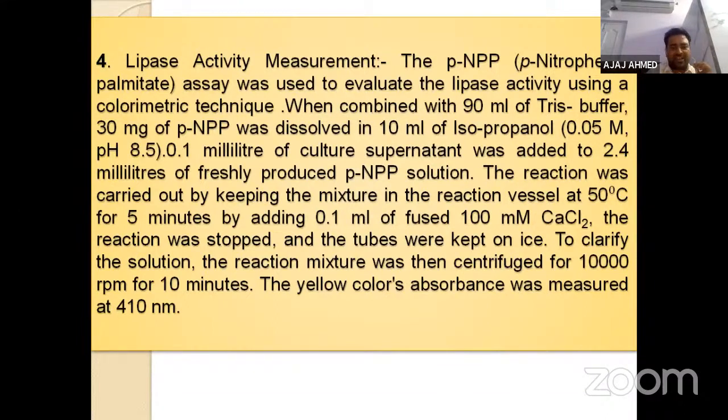The reaction was carried out by keeping the mixture in the reaction vessel at 50 degrees for 5 minutes, then adding 0.1 ml of 100 millimolar CaCl2 for reaction termination. The reaction was stopped and the tube was kept on ice. To clarify the solution, the reaction mixture was then centrifuged at 1000 RPM for 10 minutes. The yellow color absorbance was measured at 410 nanometer by spectrophotometer. Observation and results.